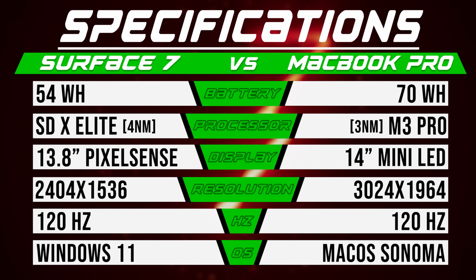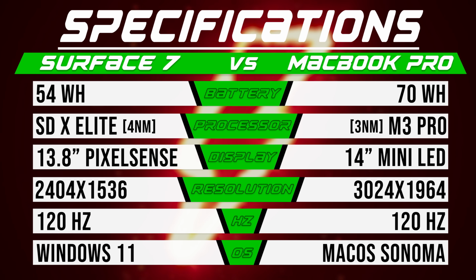Taking a look at the spec sheet, both of these laptops come in at $2,000 in the way we have them configured, where on the Surface you get the top-of-the-line Snapdragon X Elite chip compared to the Mac's M3 Pro. The MacBook has the advantage of a 30% larger battery, despite the fact that these laptops share roughly the same footprint, plus a mini LED display, which might help make it a little bit more efficient when displaying true blacks.